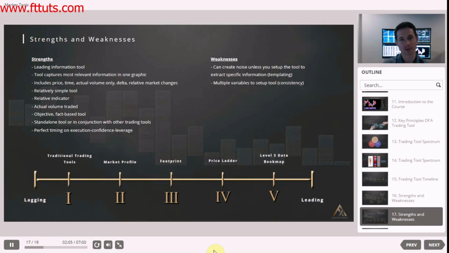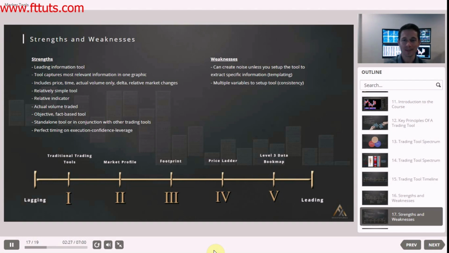Now, the strengths of the footprint tool, and this is where I get very excited. I must tell you that for me, the footprint tool is a real breakthrough in my career, because I always felt like I was missing something that could give me the confidence to execute my strategies with a little bit more leverage, and it was ultimately the footprint tool that's given me that confidence.